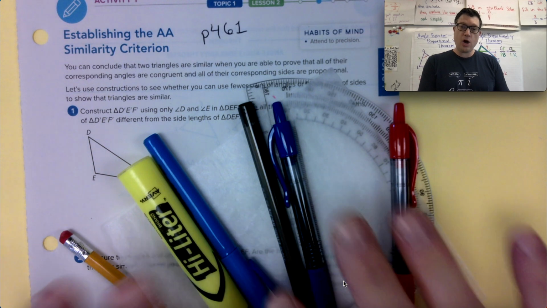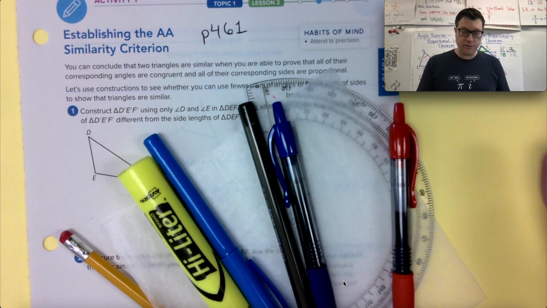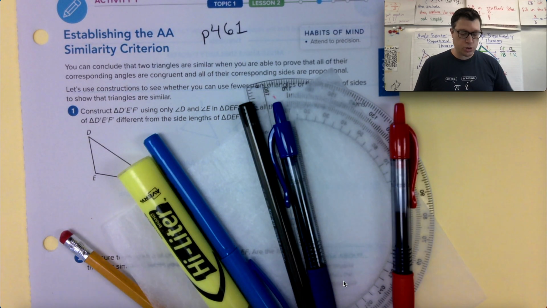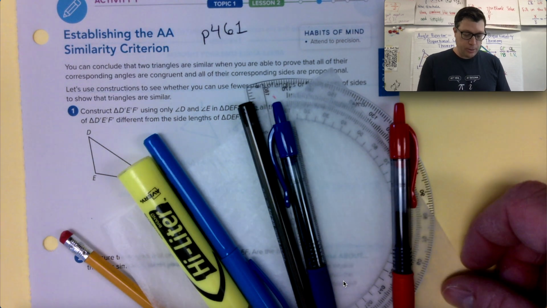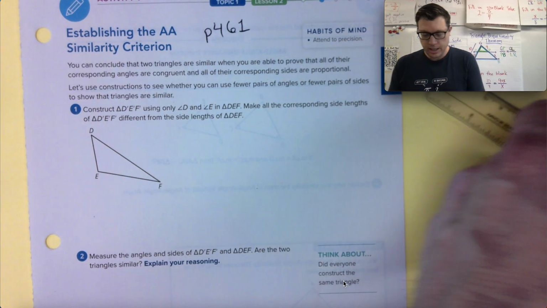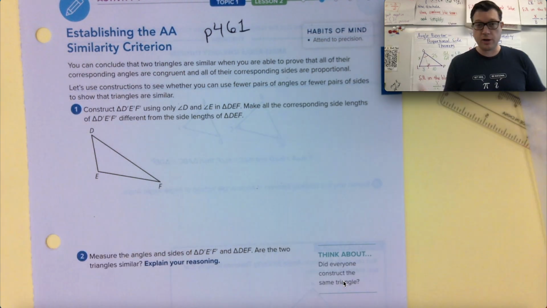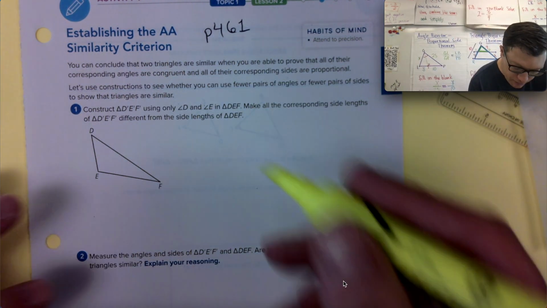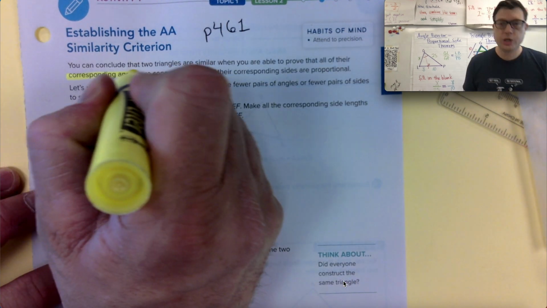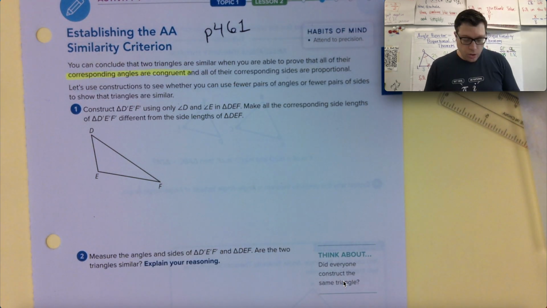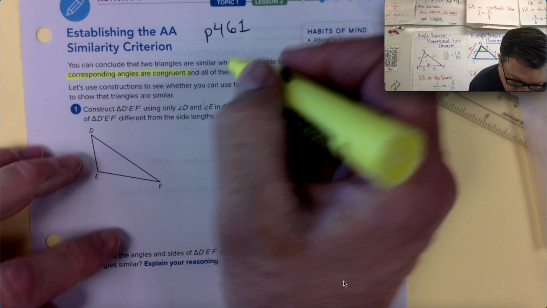I recommend you have all of the materials you see here: pens, pencils, a protractor, tracing paper, a sharpened pencil, by the way, and highlighters. You can conclude two triangles are similar, there's a vocabulary word, when you prove that all of the corresponding angles are congruent and all of their corresponding sides are proportional.